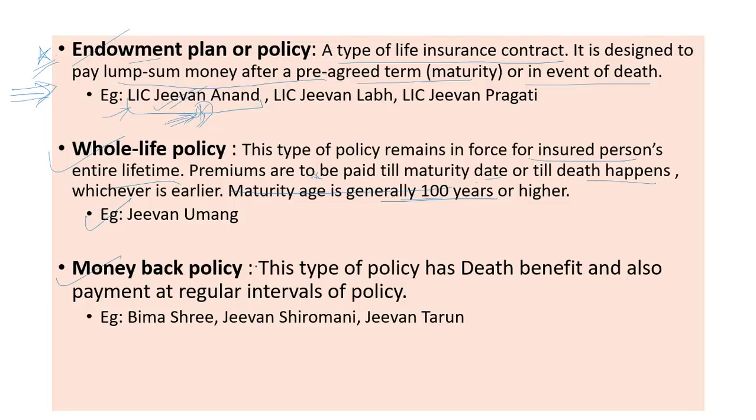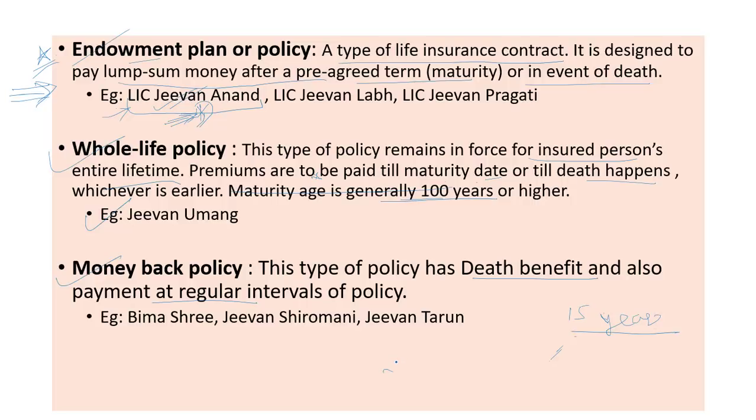Then we have money back policy. This type of policy has death benefit and also payment at regular intervals. Suppose you take a 15 years policy, then maybe the policy's conditions may state that you will be given regular payments at an interval of 3 years. So if you take the policy now in 2019, the first partial payment, pre-agreed payments, suppose 1 lakh, will be given to you in 2022, then another 1 lakh will be given to you in 2025.